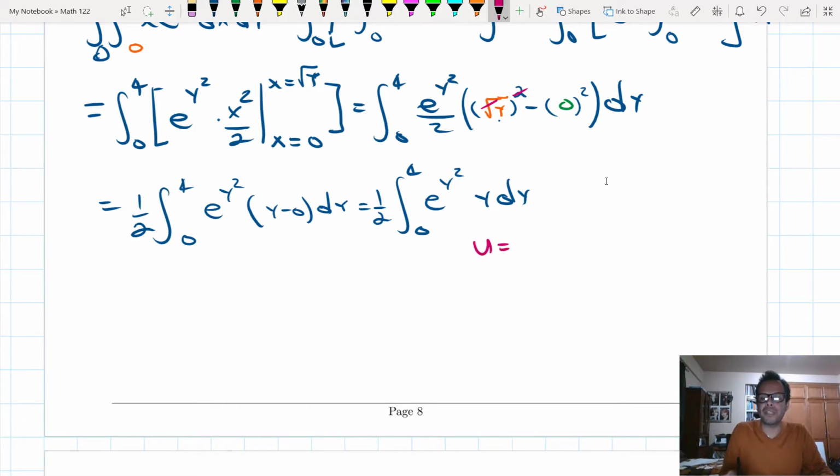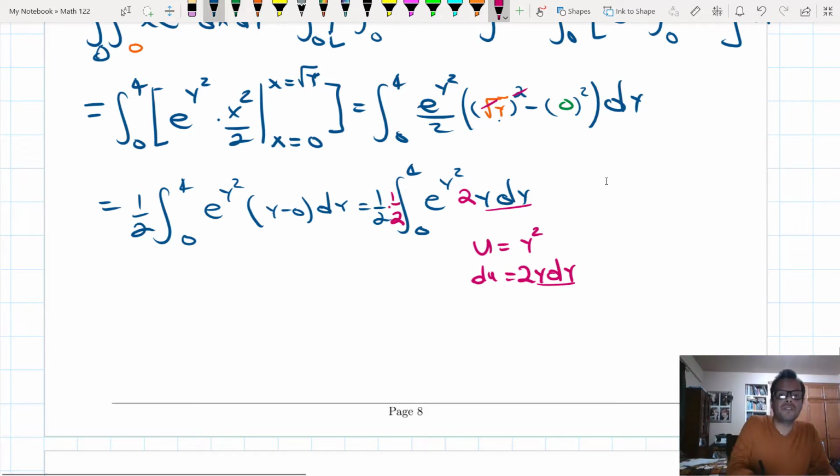u equals y squared, du equals 2y dy. All right, so we have the y dy, but we're missing the factor of 2. You may add that factor of 2 provided you divide that out. Okay, so notice the few things that are going to happen. At the same time, I'm going to change the limits of integration. I'm going to do u of the lower limit, 0, and u of the upper limit, 4.